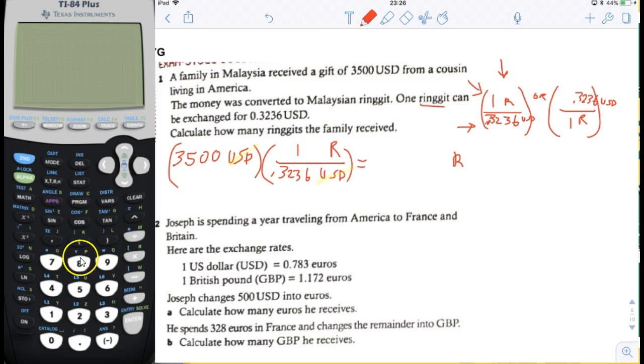And all I need to do now is multiply out the numbers. So I turn on the calculator. I do 3,500 times 1, but I don't need to do times 1. 3,500 times 1 is the same number. Now I'm going to divide by 0.3236. You really need to be careful about where you put parentheses, where you need parentheses, and we'll talk about that in a few problems when it gets really hairy, okay? So the answer is 10815.